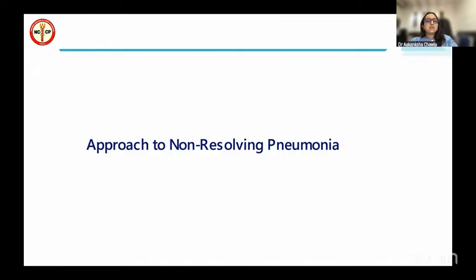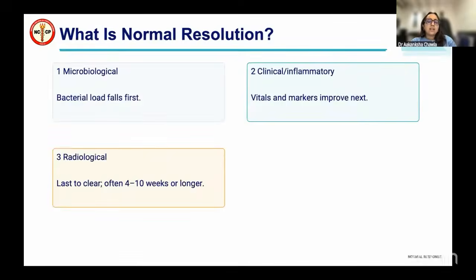So we will just understand how do you approach a non-resolving pneumonia. Before non-resolving, what is a resolution? What do you mean by a normal resolution? As per the microbiology, the bacterial load starts to decline. The patient is getting clinically better, which is, I think, one of the most important parameters for assessing response. And of course, the vitals and the markers are also improving.